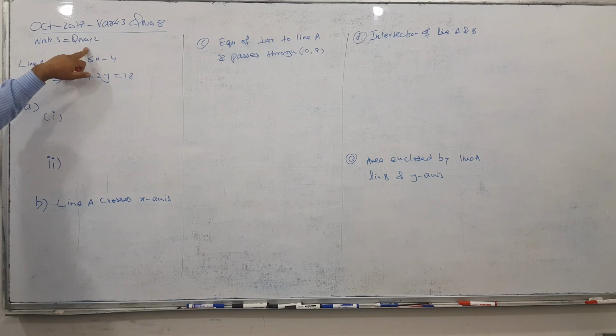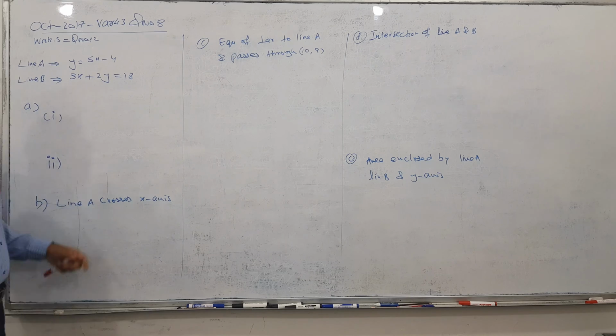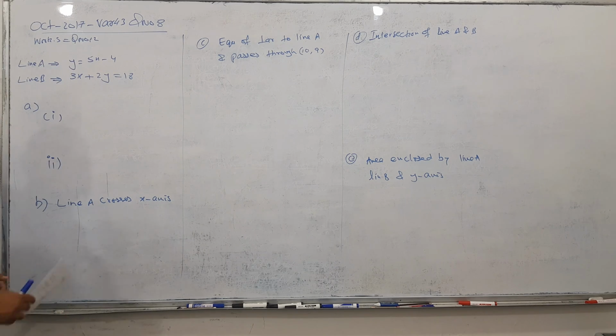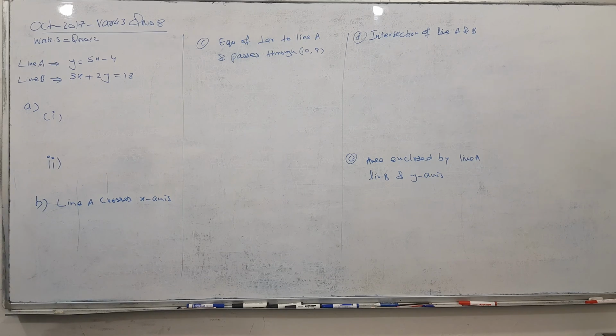And in worksheet question number 12, the topic is coordinate geometry. There are two lines given, line A and line B. You can see the first question is asking for both gradients. So let's find both gradients.